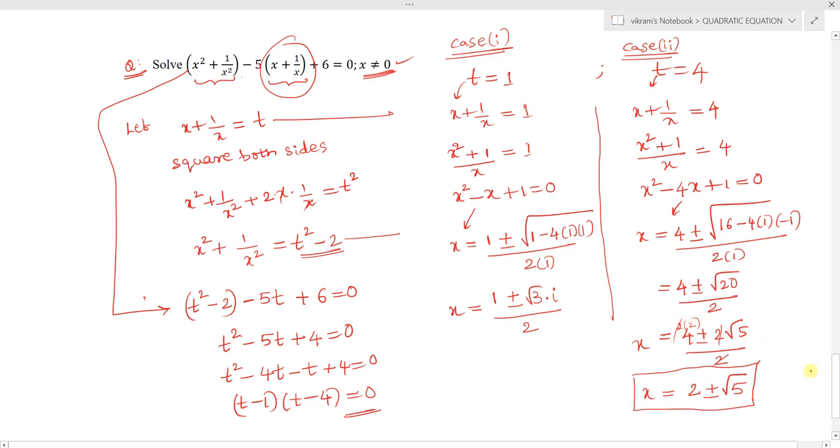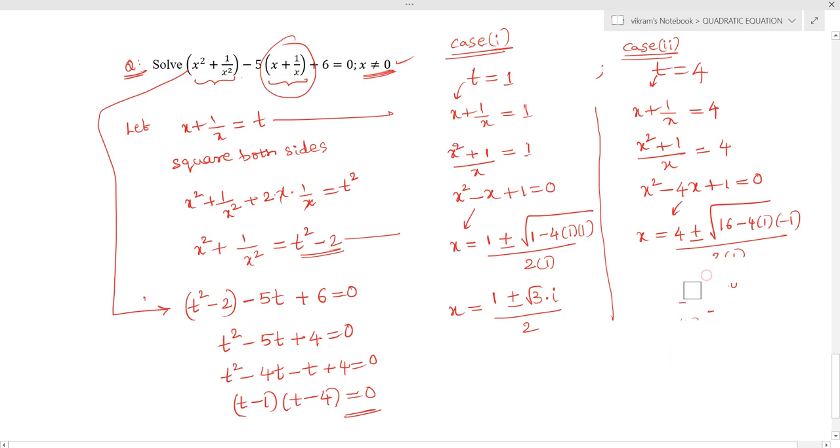Here we took c as minus 1, just replace it over here, a few corrections are needed. Please take a few minutes. Up to here what we did is correct, which is 2 into 1. And here c is not minus 1, c is plus 1. Simply replace it as plus 1, then we can write 4 plus or minus square root of 16 minus 4, by 2.